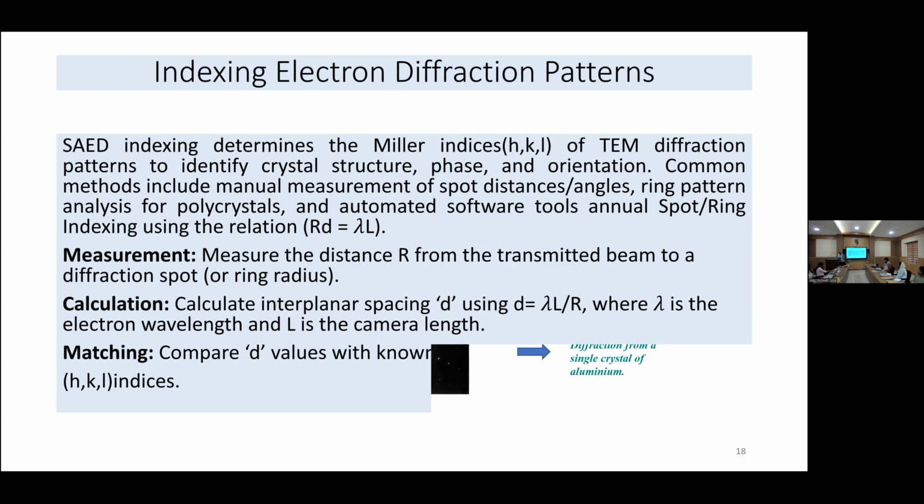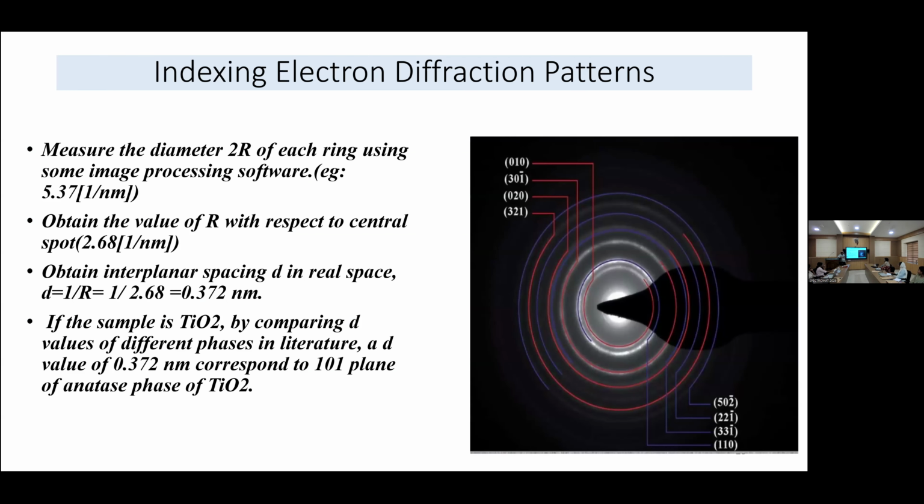Next, indexing. That is very simple. In a polycrystalline sample, you just measure the diameter of the rings, and then divided by 2, you will get the radius. Inverse of the radius will be the d-spacing. So this is how we are interpreting this SAED pattern for polycrystalline. For single crystalline, we are using some other methods. So there are some softwares you can use for indexing these single crystals.